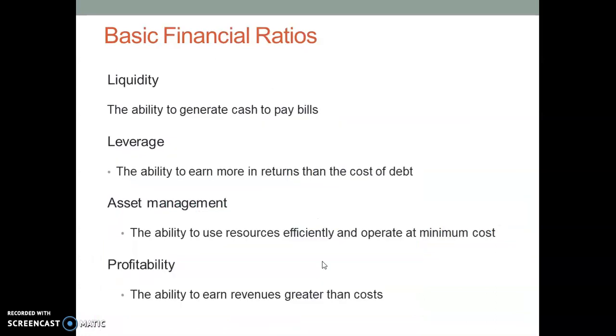The next thing we can talk about is basic financial ratios. There is the liquidity ratio, the ability to generate cash to pay payables. Then leverage is the ability to earn more in returns than the cost of debt. So whatever amount we have taken, we are earning more in spite of it. Asset management is how well we keep our resources efficiently and operate so that we can have minimum cost and maximum benefits. Then profitability is the ability to earn revenues greater than the cost. So these are certain ratios available for controlling the different financial dimensions in the organization.